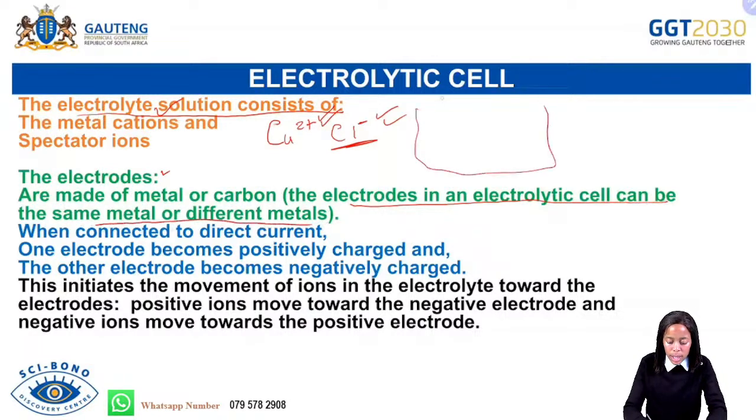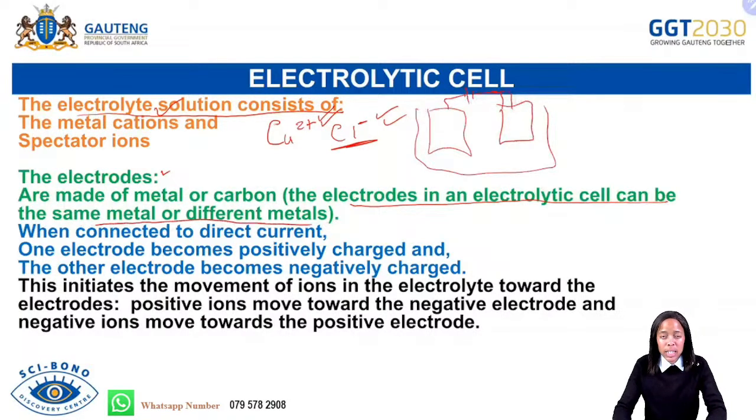So again, we are saying that when it comes to an electrolytic cell, the two electrodes can be made of different metals. For example, on the one we can have carbon, and on the other one we can have our copper there. Then it says when connected to direct current, one electrode becomes positively charged and the other electrode becomes what?